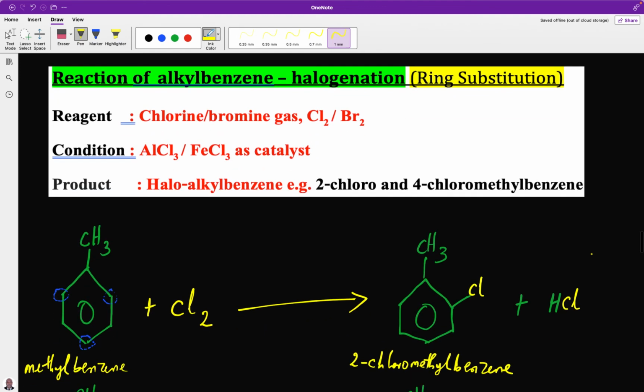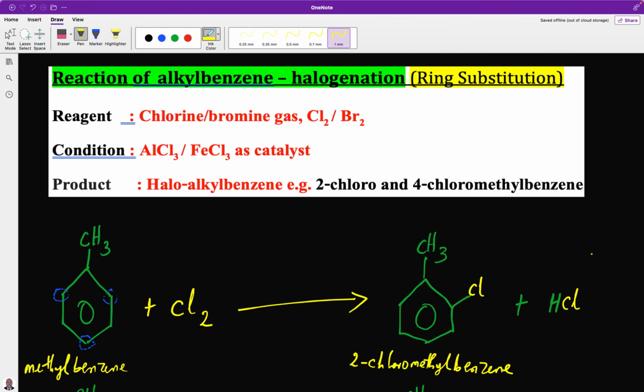Now, initially, I told you the methyl group is an alkyl group, and all alkyl groups are electron donating. They tend to increase the negative charge or the electron density at the second, the fourth, and the sixth position of the benzene ring. When they do this, they activate the ring. And when they activate the ring, they enable electrophilic attack to take place at the second, the fourth, and the sixth position. That is why we say alkyl groups are 2-4-6 directing, so that any incoming electrophile is directed to the second, the fourth, or the sixth position.